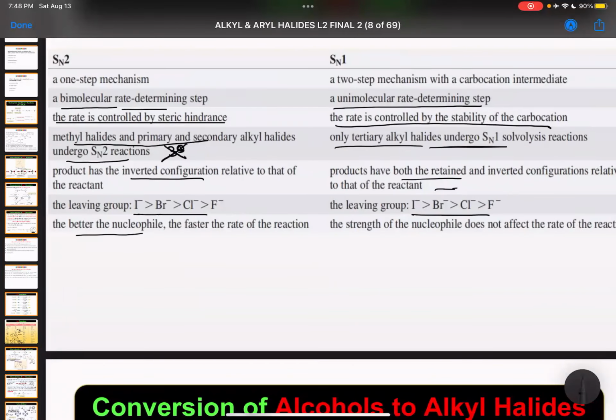And the better the nucleophile, the faster is going to be the rate of reaction. The nucleophile affects the SN2 reaction in two ways: a stronger nucleophile gives a faster rate of SN2, and the nucleophile concentration term appears in the rate equation.